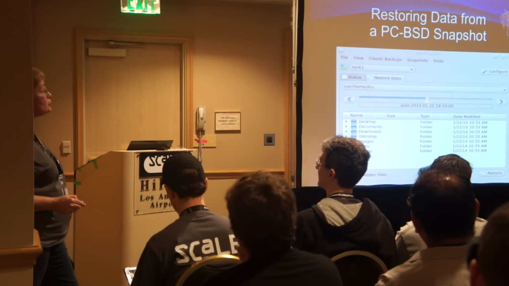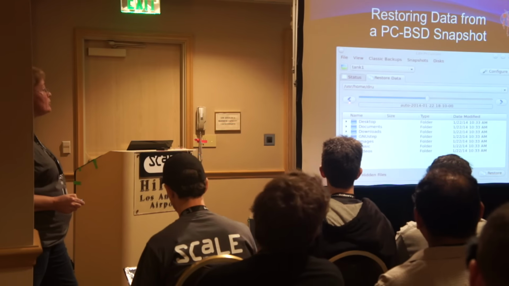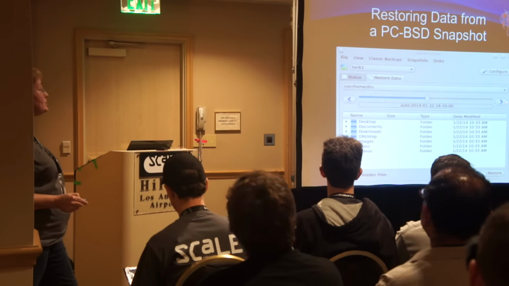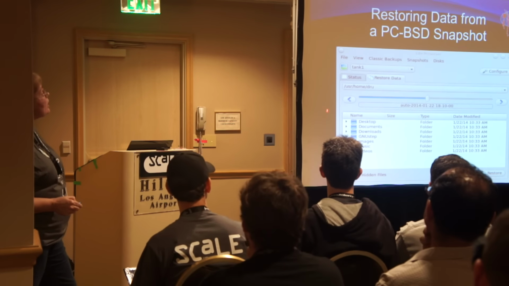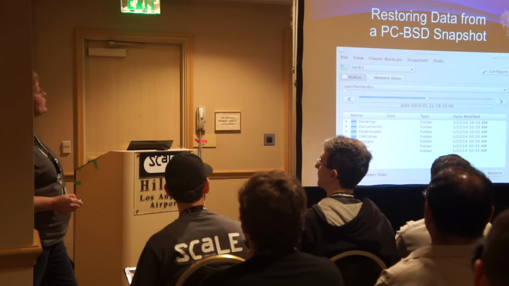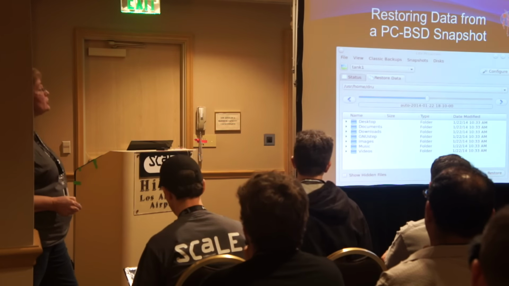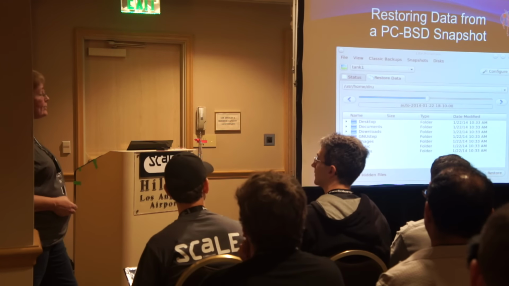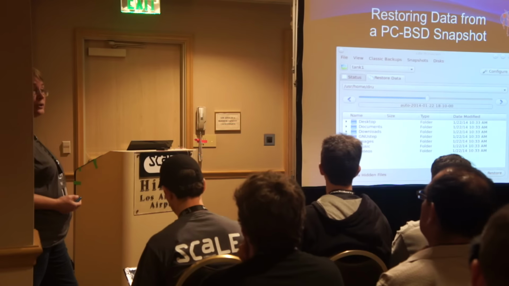I can scroll through various points in time, either using the slide bar or by scrolling one at a time. Once I select my point in time, I can say what part of the file system I want to look at. I happen to be in my home directory. I can go browsing through my directories. And if I find anything that I want to restore, I just right-click and restore.